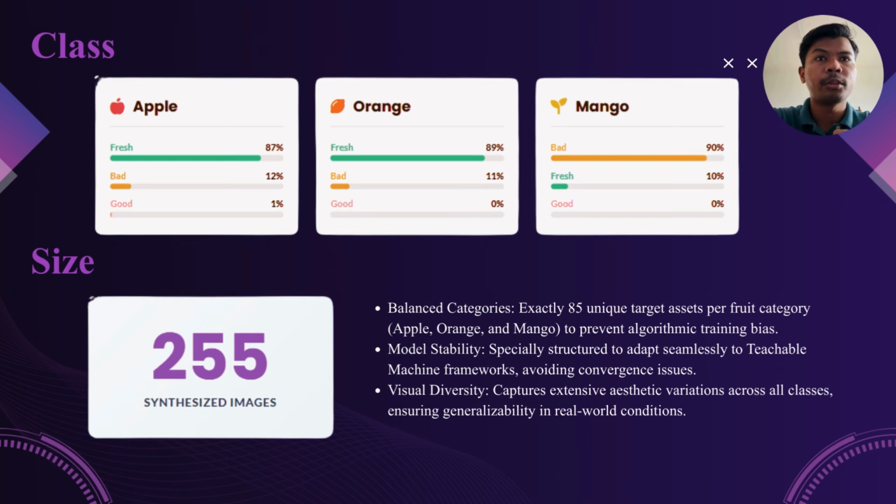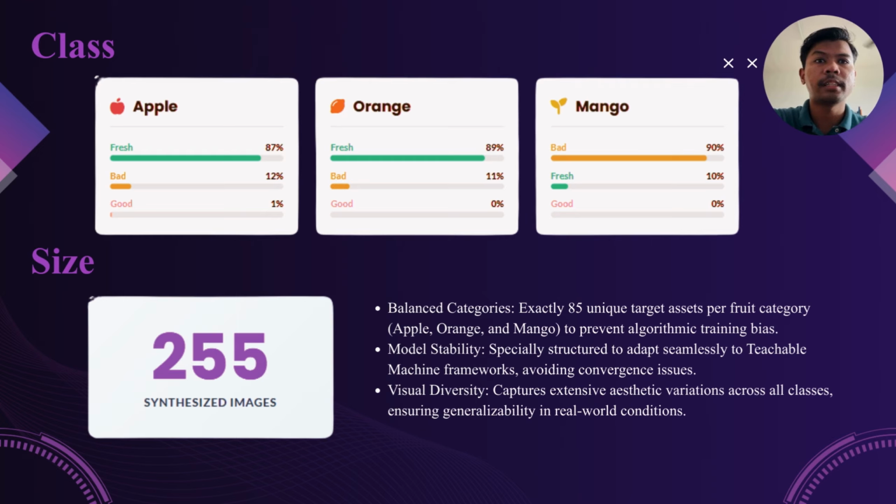For apple, most images belong to the fresh category, while a smaller portion represent bad and good condition. For orange, similar to apple, the majority of images are fresh with fewer images in the bad category. And mango, most images belong to the bad category with some fresh images included. This percentage bar shows the distribution of images within each category.